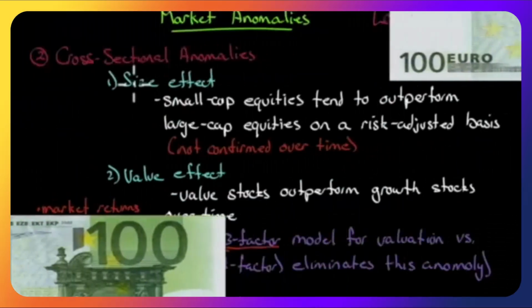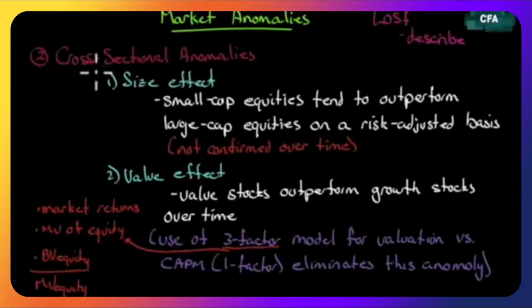Okay, moving away from time series anomalies, let's look at some cross-section anomalies. We have a size and a value effect. The size effect: small cap equities tend to outperform large cap equities on a risk-adjusted basis. Again, not confirmed over time. So maybe it might have been found in a few places, but over time it has not been found. A value effect: value stocks outperform growth stocks over time.